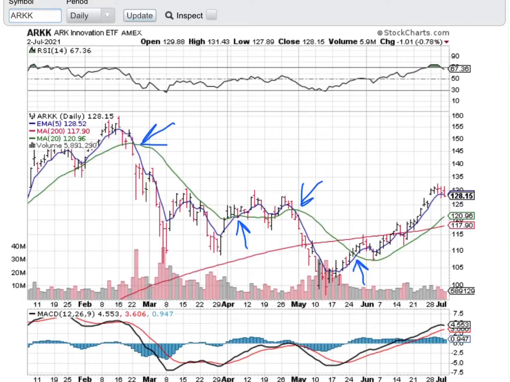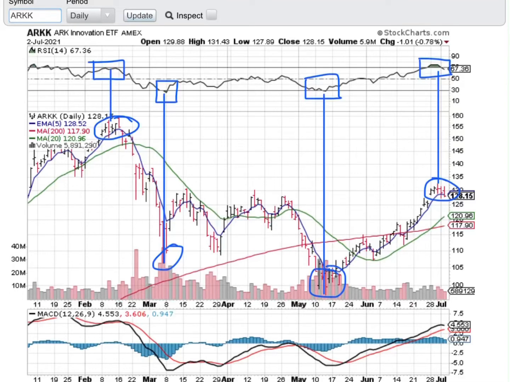The last thing I want to talk about is the RSI. Now this works for any stock. The relative strength index just measures how fast price goes up or down over the last 14 days. If it's over 70, then it went up too fast and you can expect a pullback. So if it's above 70, you want to be selling or taking profits.